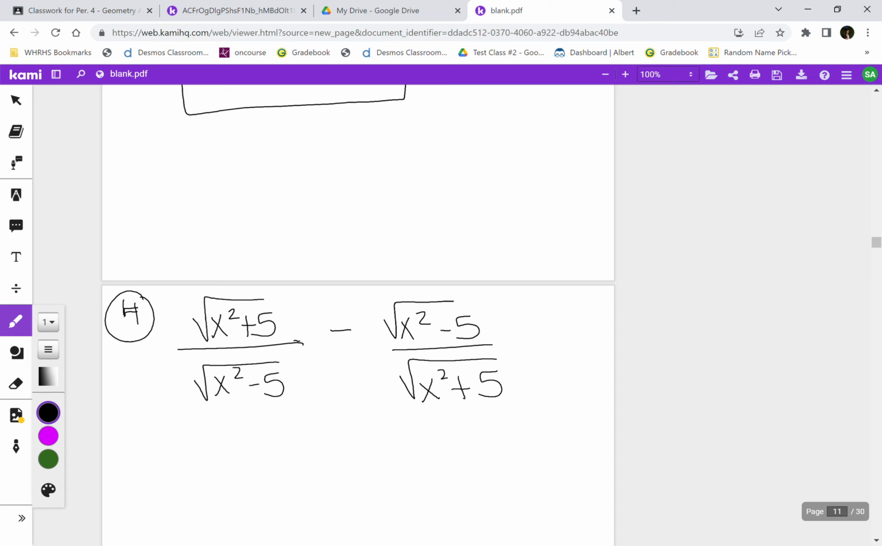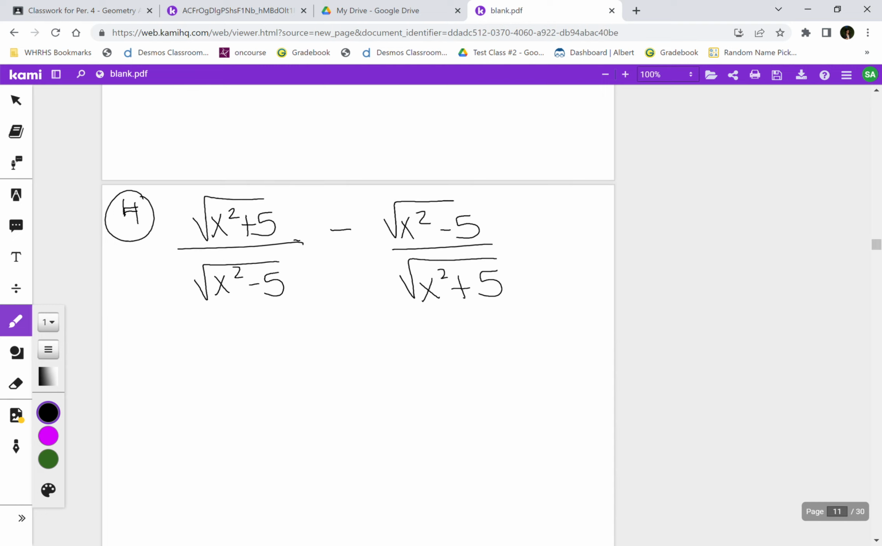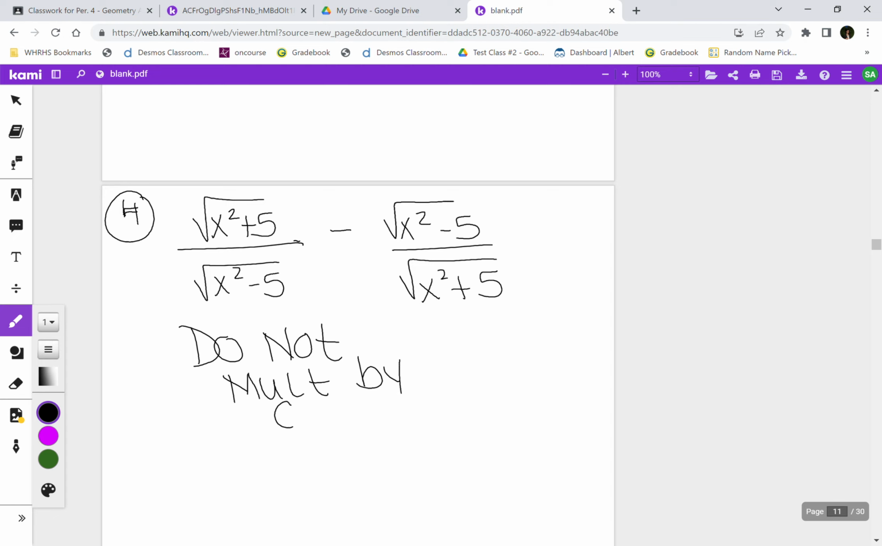So in this scenario, to rationalize, can I just multiply by the radical itself? Absolutely. I can't stress this enough. This is not multiplying by the conjugate because this is not a radical plus or minus something else. This is just a radical by itself, so just multiplying it by itself will cancel out the radical. Are we okay with that? Similar to the problems we did earlier. All right, I'm just going to write: do not multiply by conjugate. All right, we ready for the doozy?